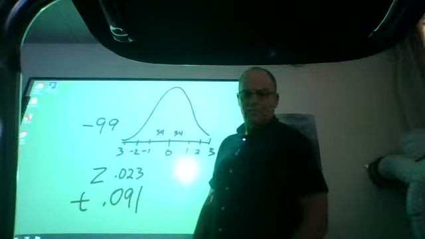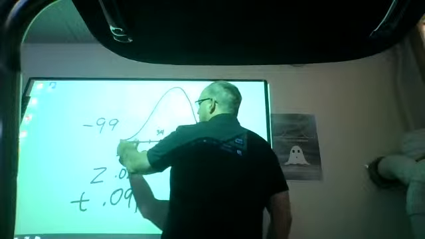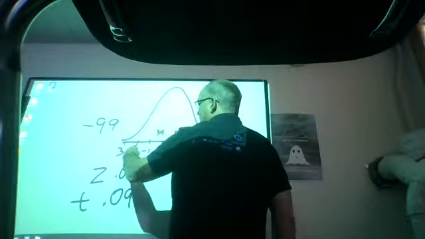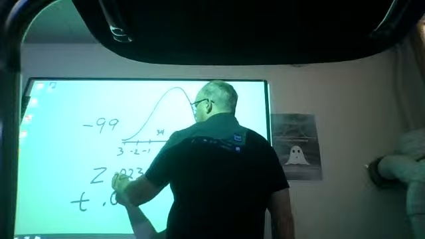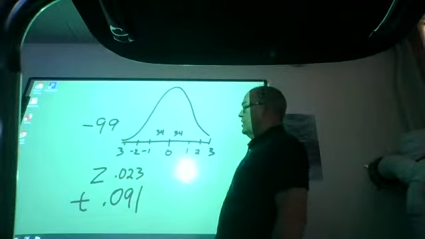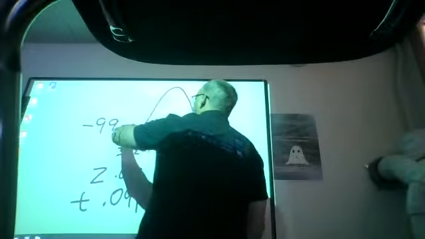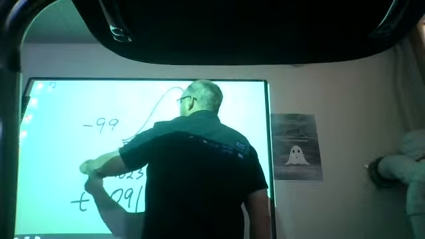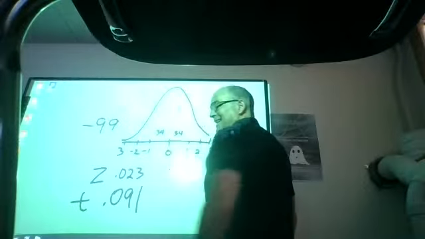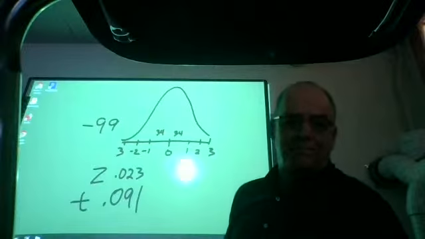Oh, I did. I just kind of guessed here, but it really worked well. With a Z, this will never change. From -99 to -2, it is always 0.023. We looked at a T distribution, and we had a very small sample size, which I told you makes the tails fatter. And from -99 to -2, it was 9.1%. Wow, that's big time.